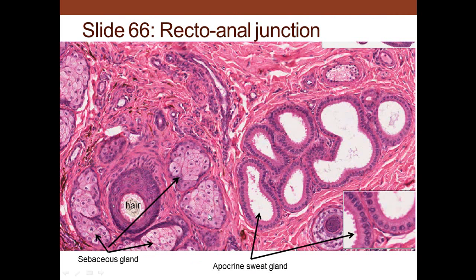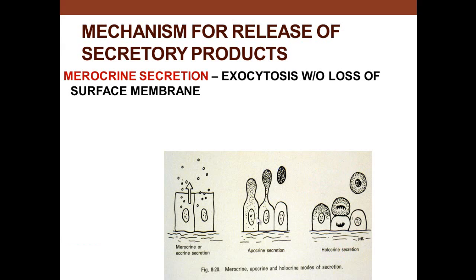So here's the sebaceous glands that we can see, and these are the apocrine sweat glands. Apocrine sweat glands are different from the merocrine sweat glands in that they thought the mode of secretion was apocrine. Now we know it's not, but they still keep that name. And that brings us to the types of secretion.